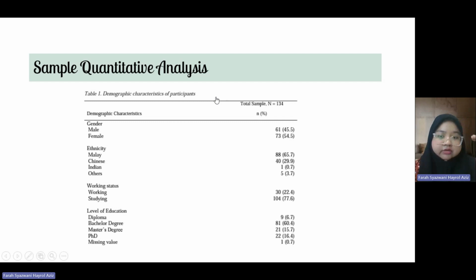Okay. You will also categorize all your categories, your criteria, and then you will have numbers on your right hand side, the number of the sample. So you'll be using some general symbols. Okay. For example, the capital N is for you to actually write down the total sample, whereas the small letter n is for you to actually show the percentage.